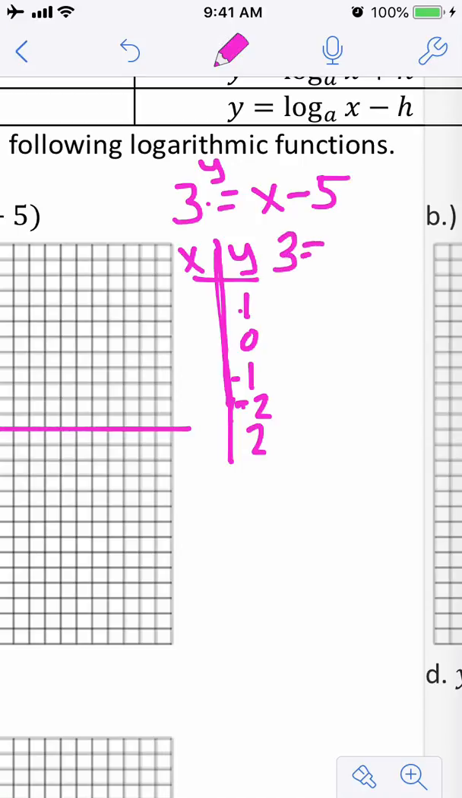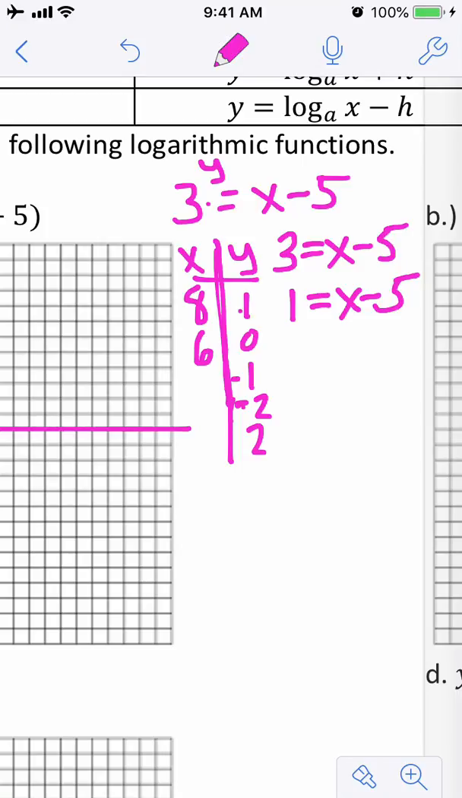Alright, so I plug in 1, I get 3 to the first equals x minus 5. Well, 3 to the first is just 3. So what minus 5 would be equal to 3? That would be 8. Alright, next up we plug in 0. 1 is our answer on that side. Add 5 to it, you get 6. See that? You get 6.